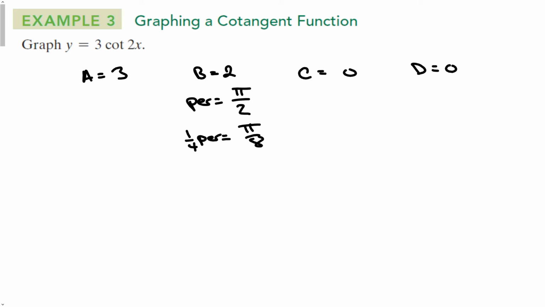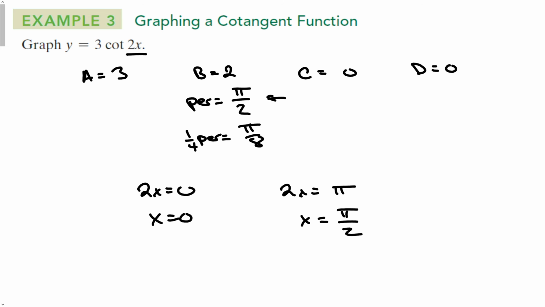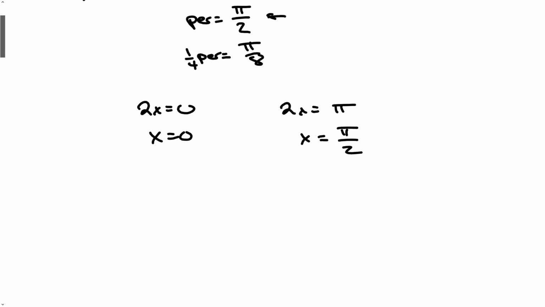What I am going to do is set the inside of the cotangent function equal to 0, and set it equal to pi. So here x is equal to 0, here x is equal to pi over 2. Makes sense, from 0 to pi over 2, one whole period of the function. So what do I do next? Well, let's write this out. So my key points are that x is equal to 0.